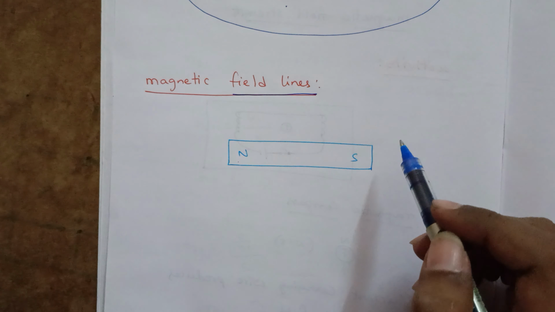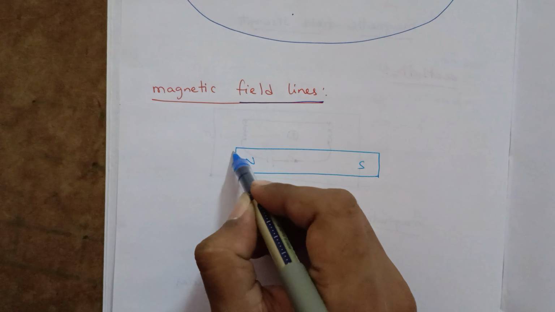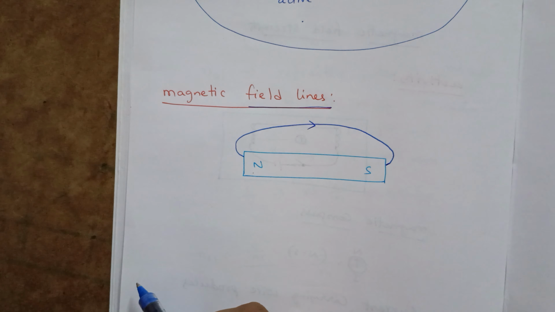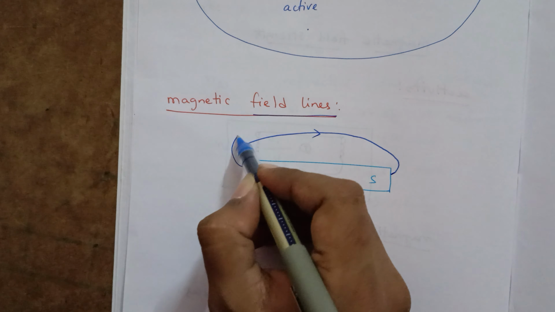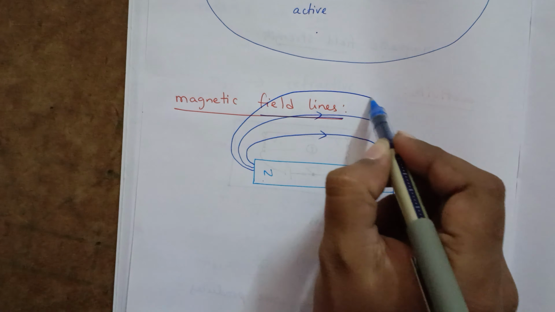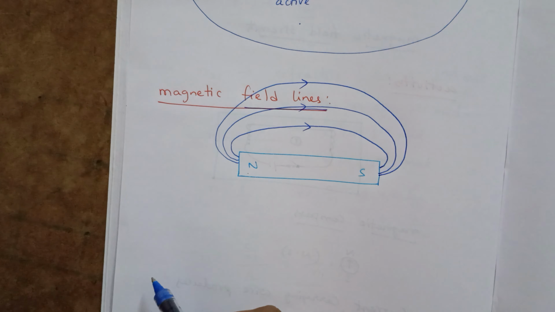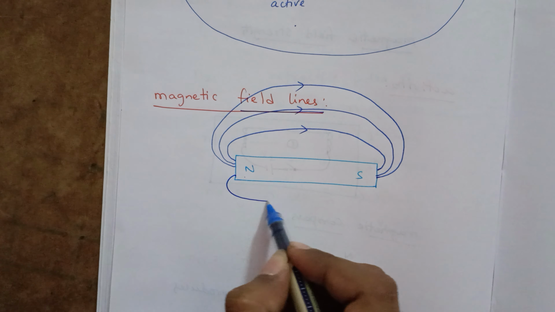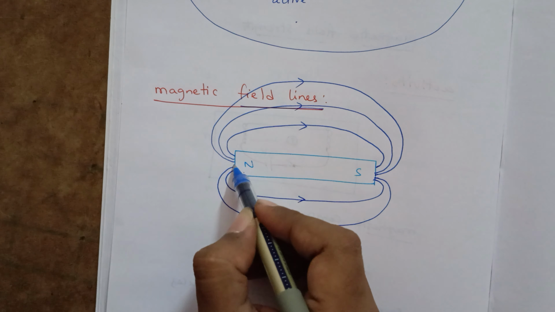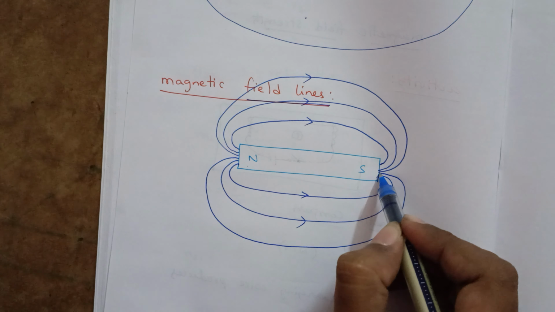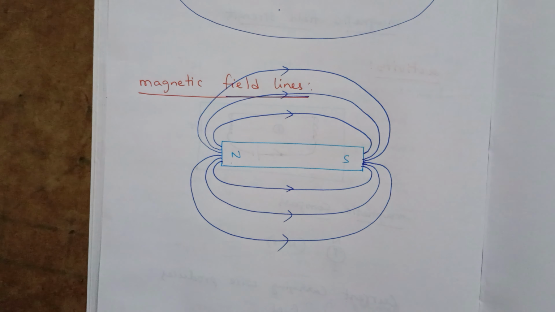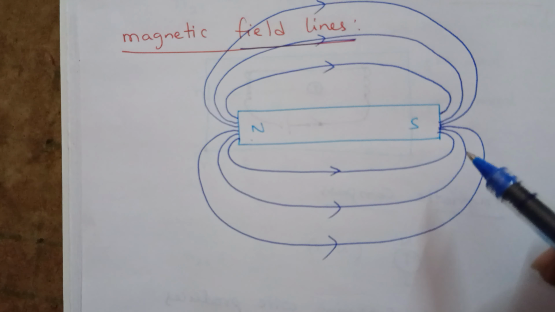This magnetic field consists of field lines. They start from the North Pole and end at the South Pole. Magnetic field lines travel from the North Pole to the South Pole, like that down also, and this side also, North Pole to the South Pole. When I am drawing, by mistake it may touch at some point, but the magnetic field lines never intersect. Here I have mostly drawn without intersecting.